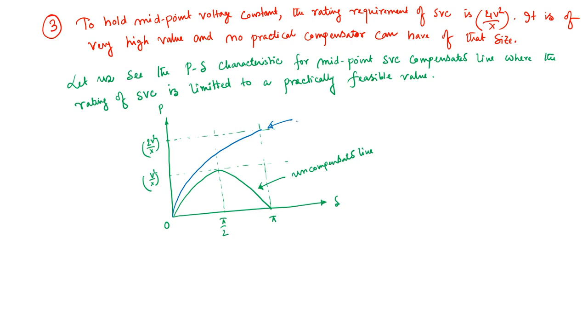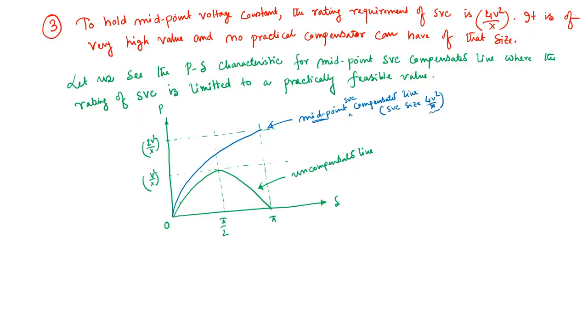So, this is the characteristic for the midpoint SVC compensated line, where the SVC size is 4 V square by x. Now, since 4 V square by x is a pretty high value, we may not achieve these characteristics with a practically feasible SVC compensation. Therefore, these characteristics would change when we limit the midpoint compensation size.